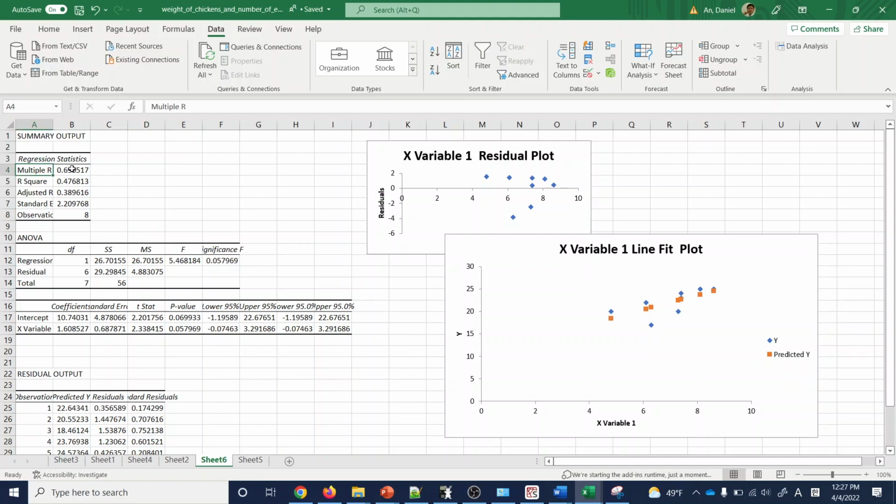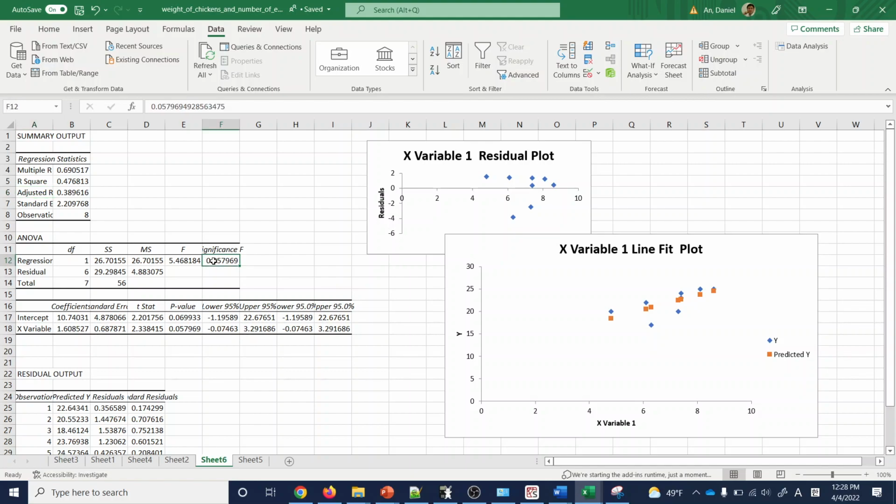Now let's move on to what it says. You have the multiple R. This is the R score that we know, the correlation coefficient R value that we calculated: 0.69. It doesn't seem like it's too big. It's not as big as we hoped. The R squared is 47.68%, which means 47.68% of the variance of the data can be explained by the regression line. And I have yet to explain the adjusted R.